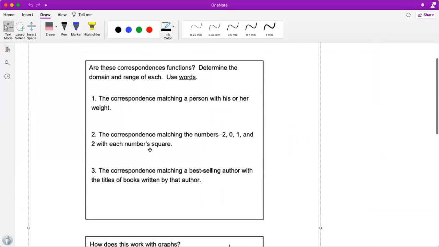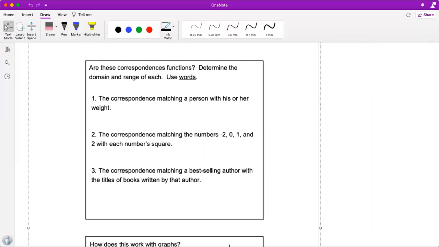So are these correspondences functions? The answer: matching a person with his or her weight. Is this a function? Well, ask yourself, can a person have more than one weight? Over the course of a month or a year or 10 years, the answer is yes, but at any given moment, every person has exactly one weight.